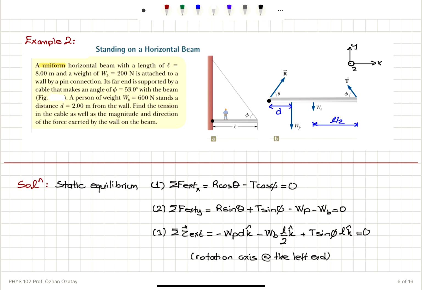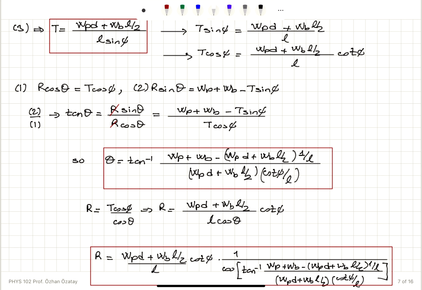With that, the weight of the person and the weight of the beam have a torque effect. One is at a distance d, the other one is at a distance L over 2, perpendicular distance. And t, basically the horizontal component, will have no torque effect because it goes through the pivot point, but the vertical component t sine phi is at a perpendicular distance L, so t sine phi L will have a torque that is opposing the torque due to these two weights, and that equation gives us the tension in the string. And the t sine phi and t cosine phi we can write from this equation.